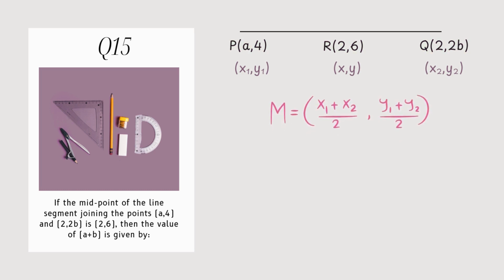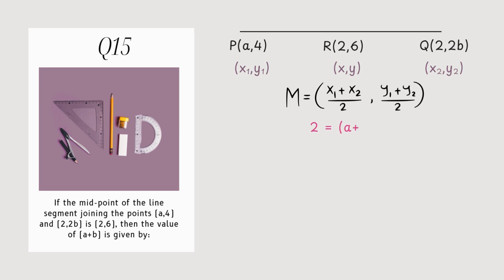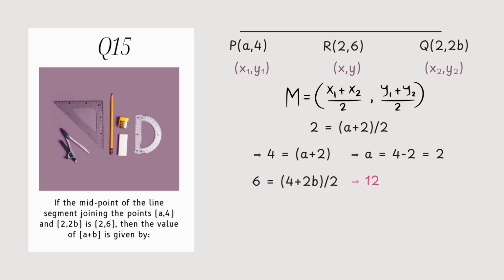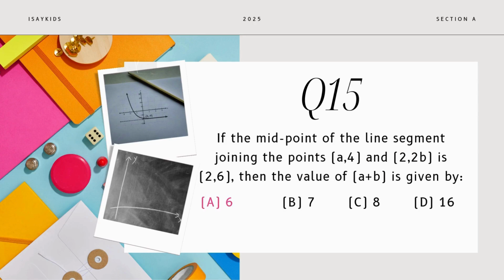Now, midpoint is given by (x1 plus x2)/2 and (y1 plus y2)/2. So, substituting the values, we get 2 equal to (a plus 2)/2. Solving it further, we get a equal to 2. Similarly, 6 equal to (4 plus 2b)/2. Solving it further, we get b equal to 4. Now we need to find the sum of a and b, which would be 2 plus 4, that is 6. Thus, option A is correct.